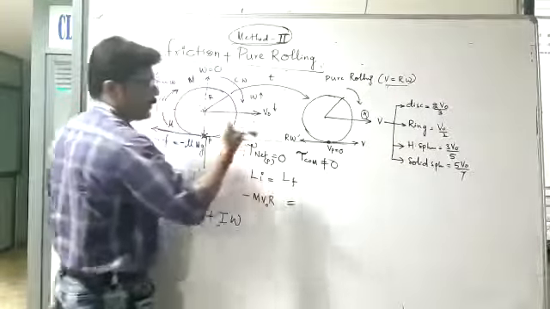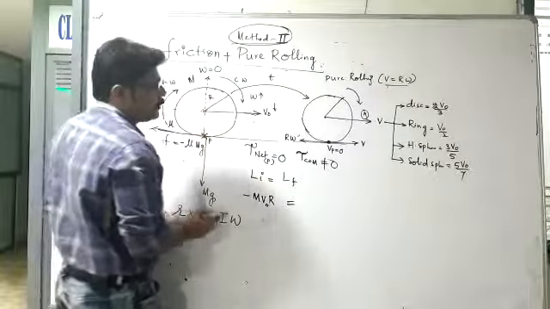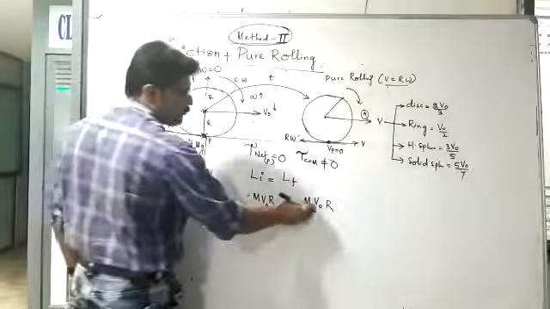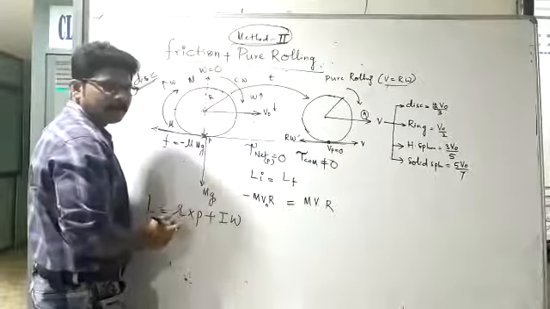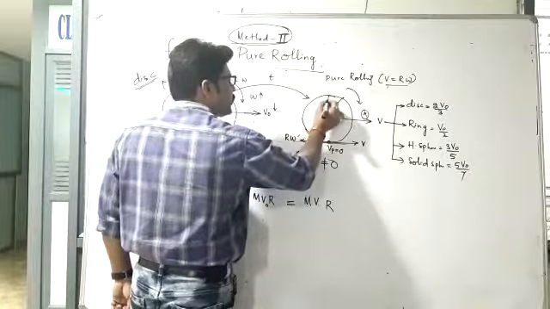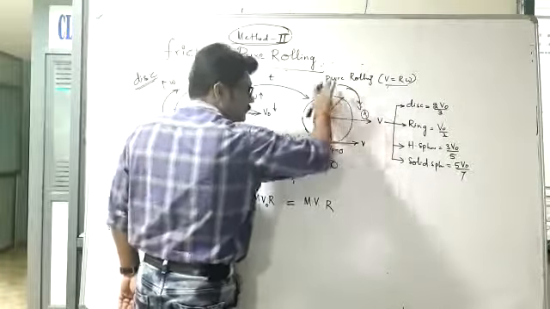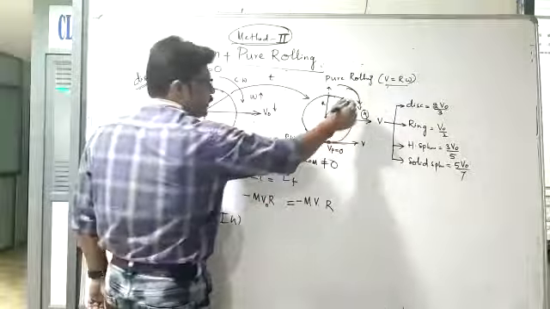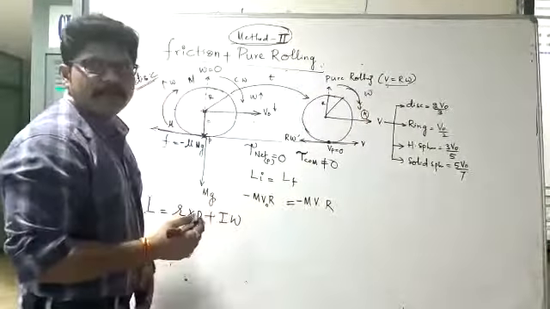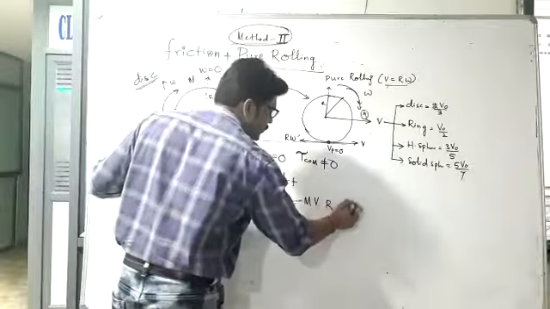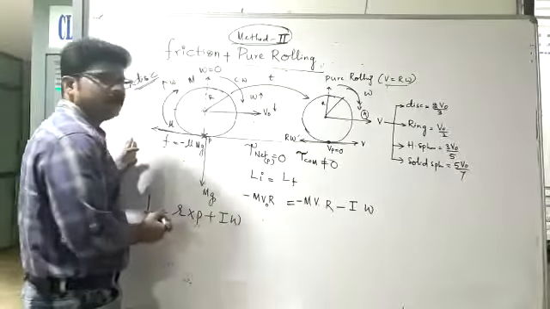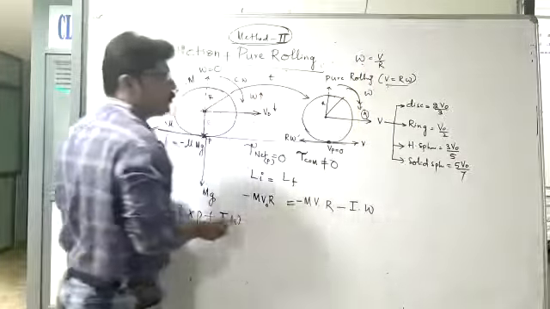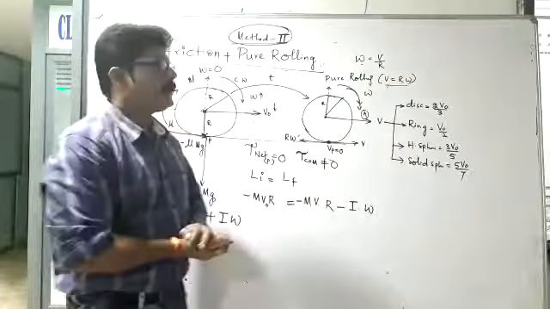Equals, finally, m V R, where V is the final velocity that we have to calculate. This is also turning clockwise, so we take it as negative. Whatever direction we take, the omega direction is also negative. So minus I omega. But omega is V by R, because it should come into pure rolling, so the condition V equals R omega should be satisfied.